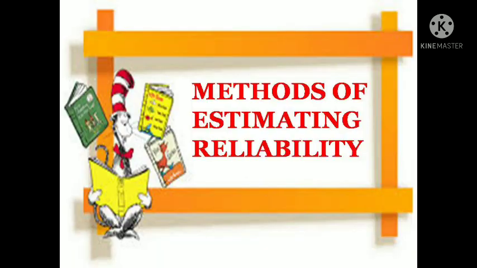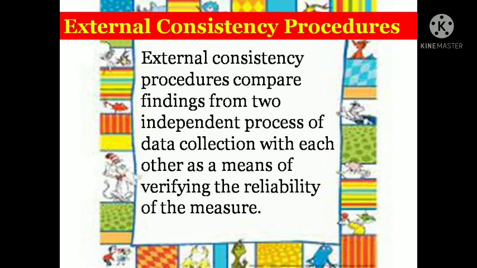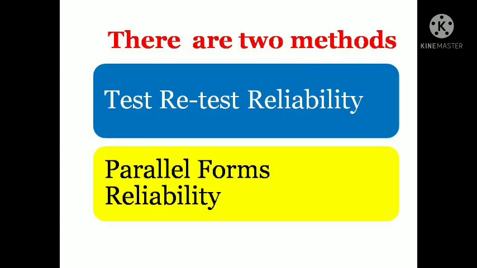Methods of estimating reliability. There are a number of ways of estimating the reliability of an instrument. Various procedures can be classified into two groups: external consistency procedures and internal consistency procedures. External consistency procedures compare findings from two independent processes of data collection with each other as a means of verifying the reliability of the measure. There are two methods: test-retest reliability and parallel forms reliability.